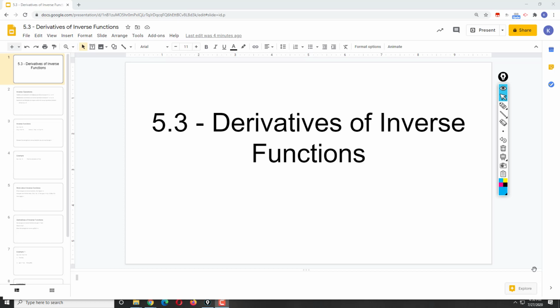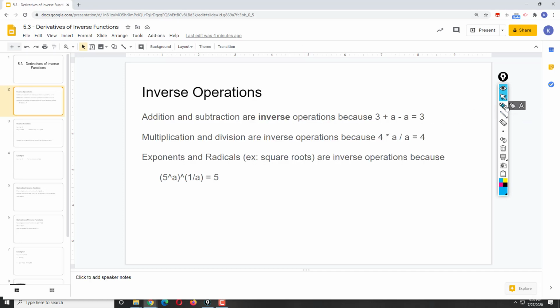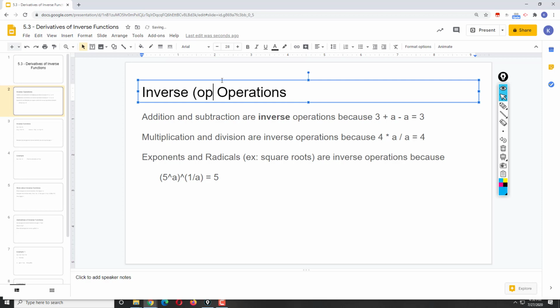Welcome to Unit 5, Lesson 3, Derivatives of Inverse Functions. What does the word inverse mean anyway? Inverse, you can think opposite or reverse.